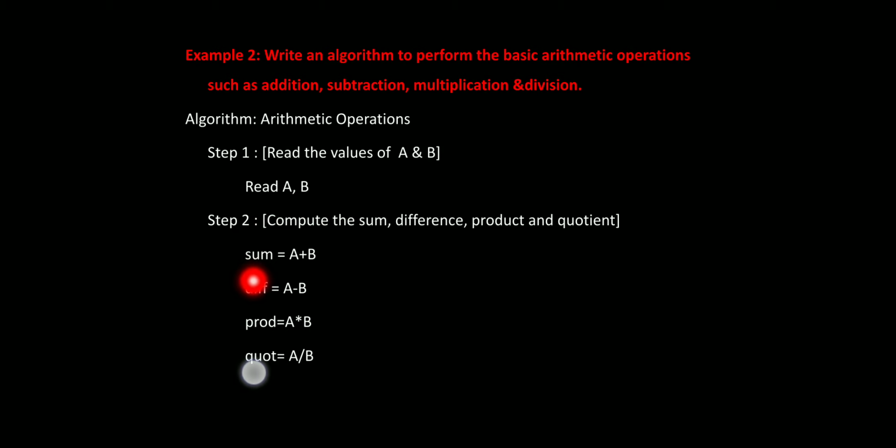First we calculate the sum. Sum equal to a plus b. Here I take 2 values, and with the help of those 2 values, we have to add. Again, difference is a minus b. Product is a into b. Quotient means a divided by b. That is, the calculation part of addition, subtraction, multiplication and division is in step number 2.